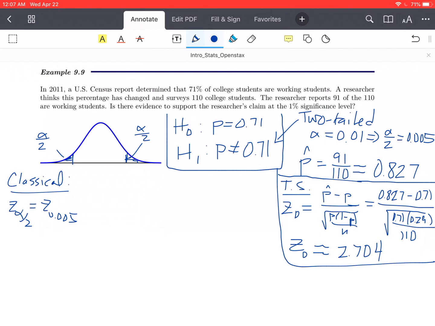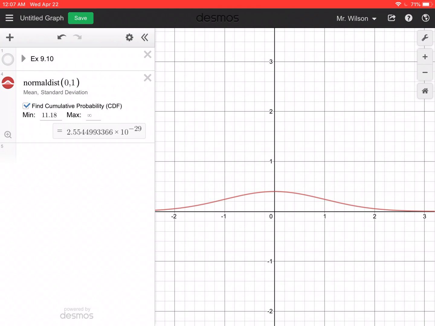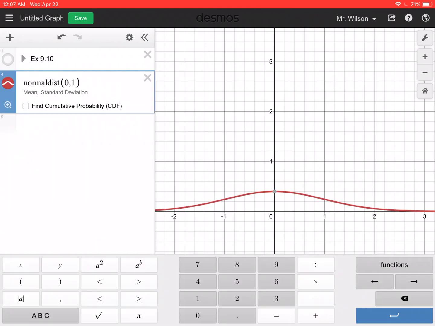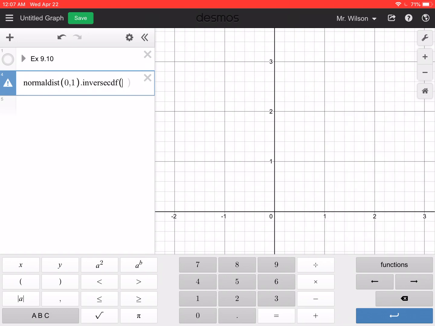If we go into the standard normal curve and find the inverse norm, the inverse CDF, the area to the right is 0.005, so the area to the left is 0.995. That's going to give us approximately 2.576, if we want to just round to a few decimal places.